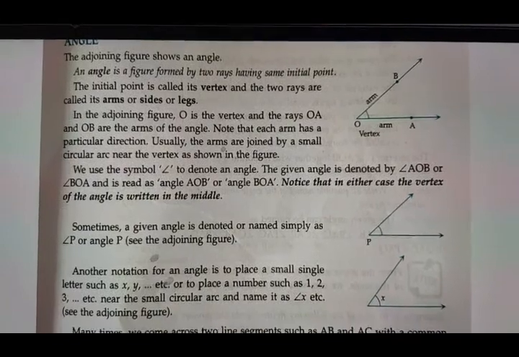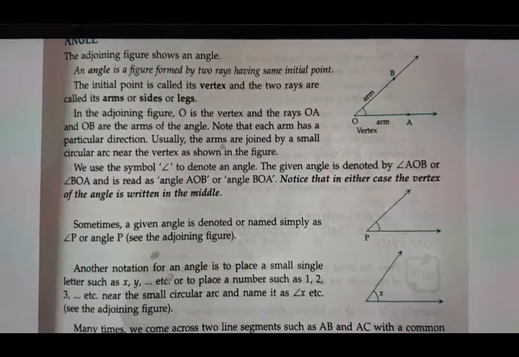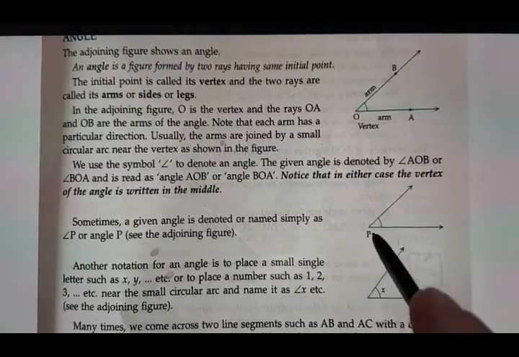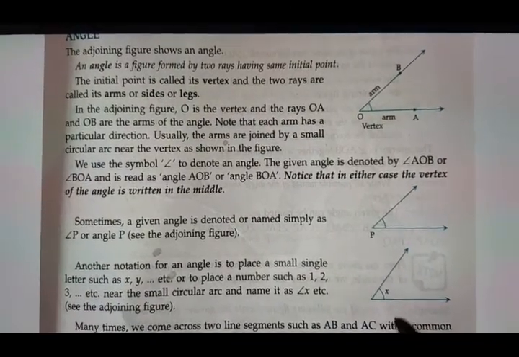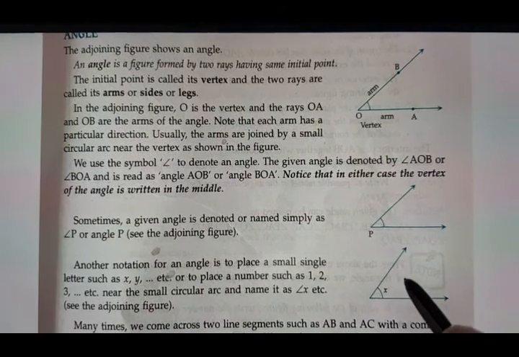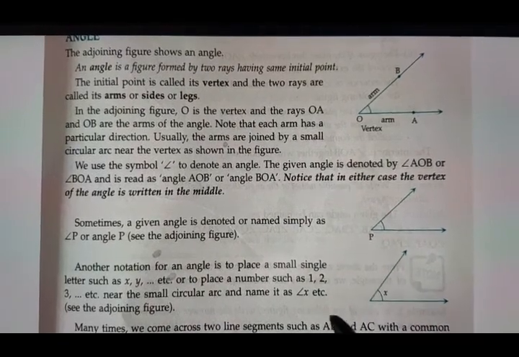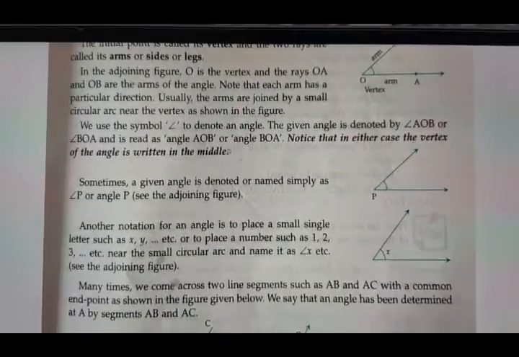Now sometimes we can denote an angle with a single letter, as angle P also. For example, we have nothing else here and it is angle P. So we can also write angle P like this. Or if it is denoted by numbers 1, 2, 3, we can say it is angle 1 or angle 2 or angle 3.